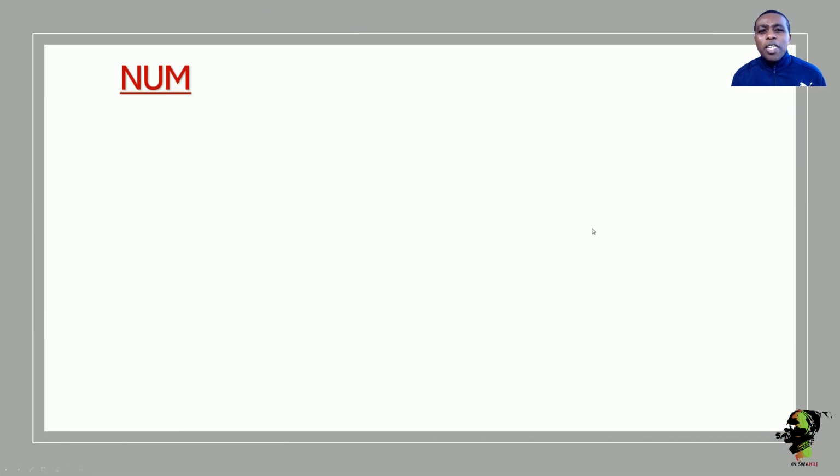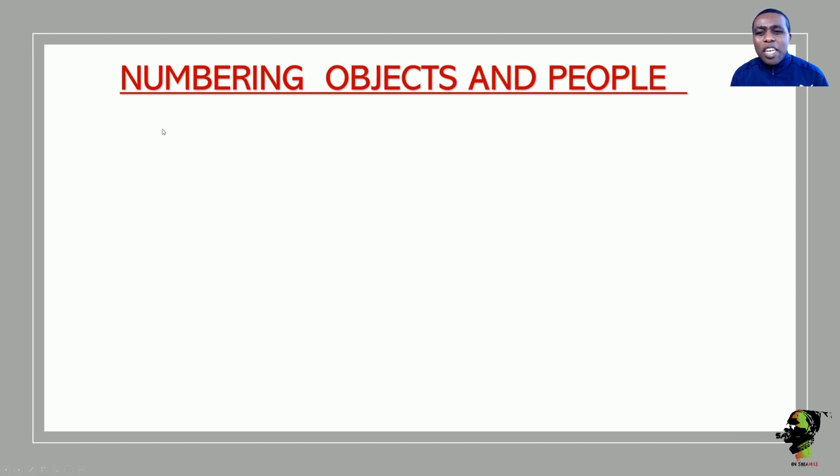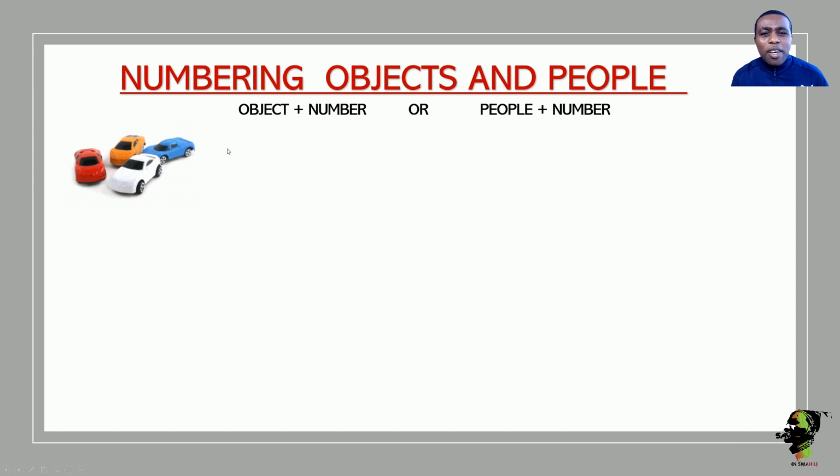The next part we're going to look at is numbering objects and people in Kiswahili. It's one thing to learn a number, but how do you use it properly in Kiswahili? So the structure to do this properly is that you have your object plus number, or person, then you number him or her. Let's have a look at that. Cars in Kiswahili, what do we call them? Magari. But how do we do it? Magari nne. Those are 4 cars.